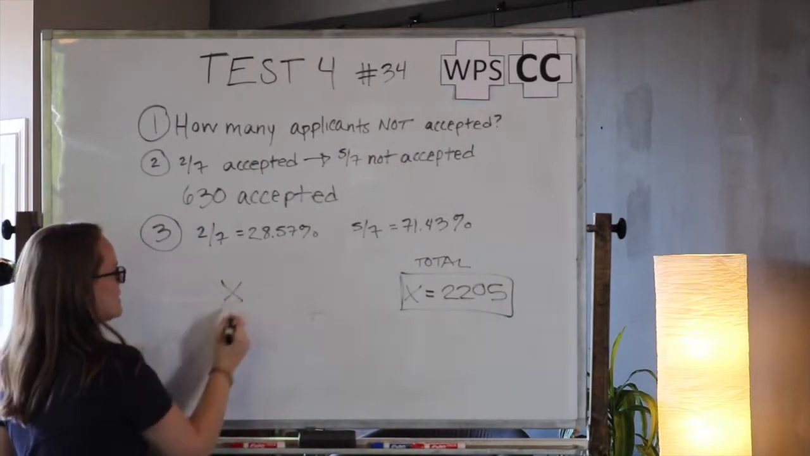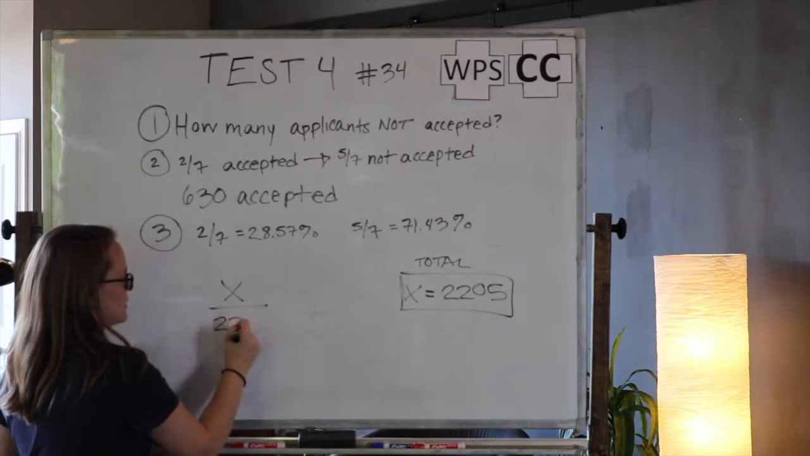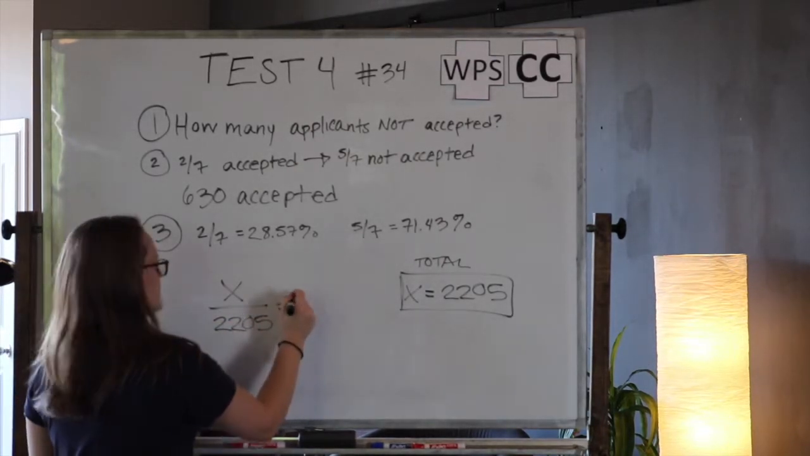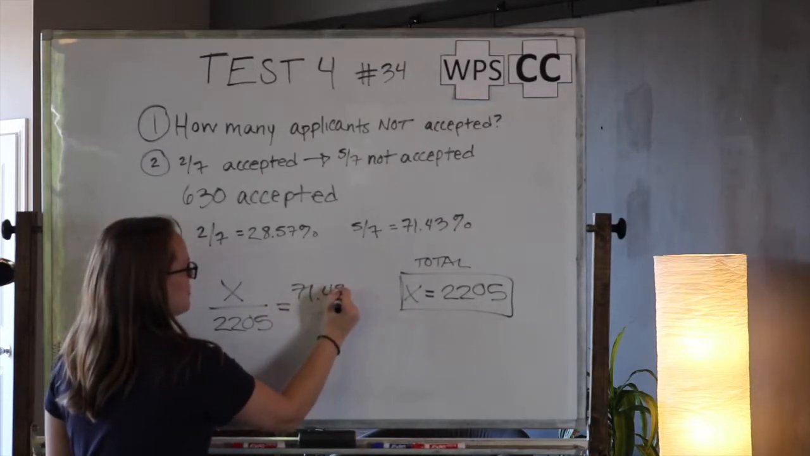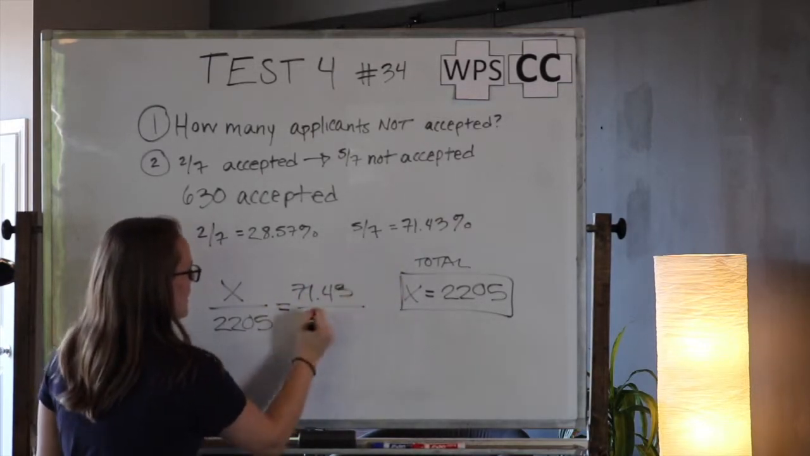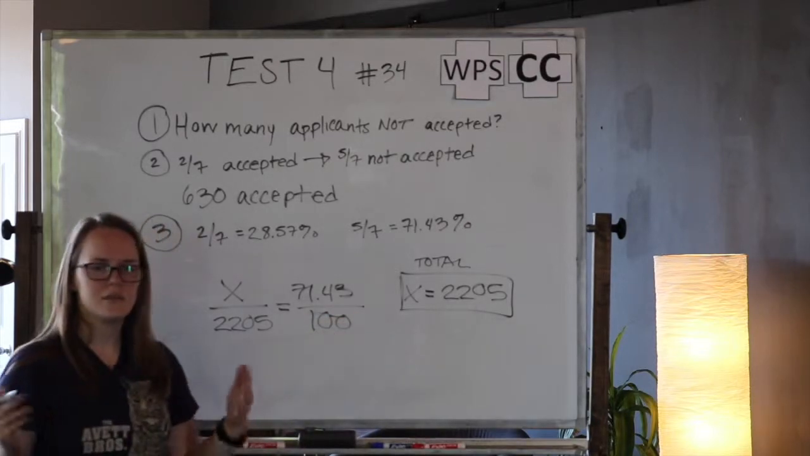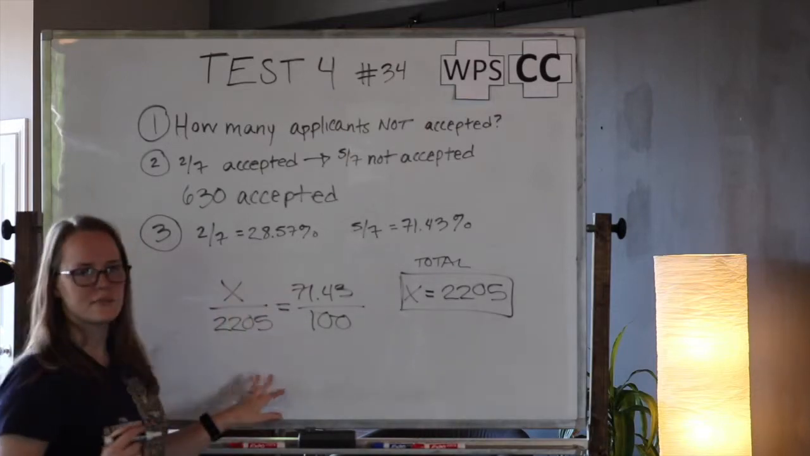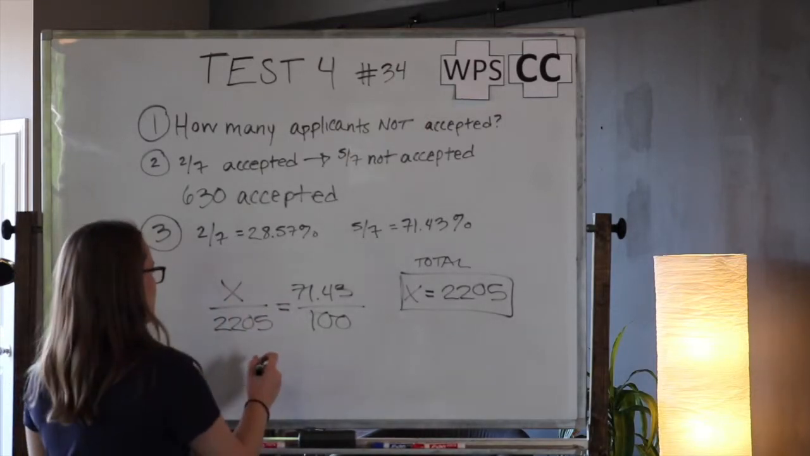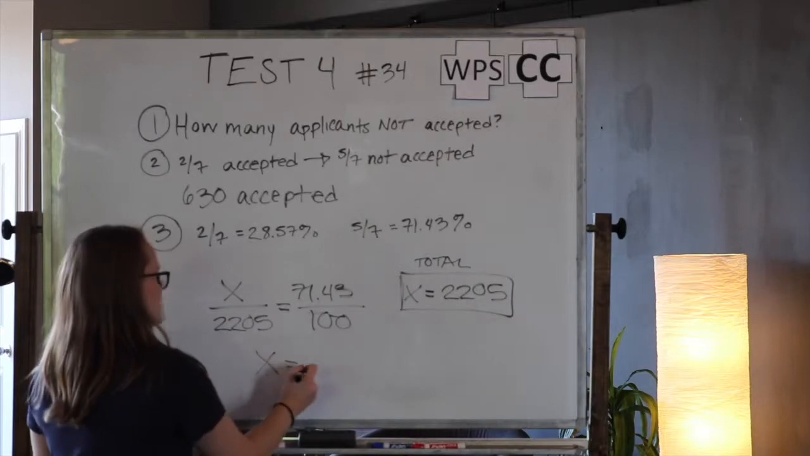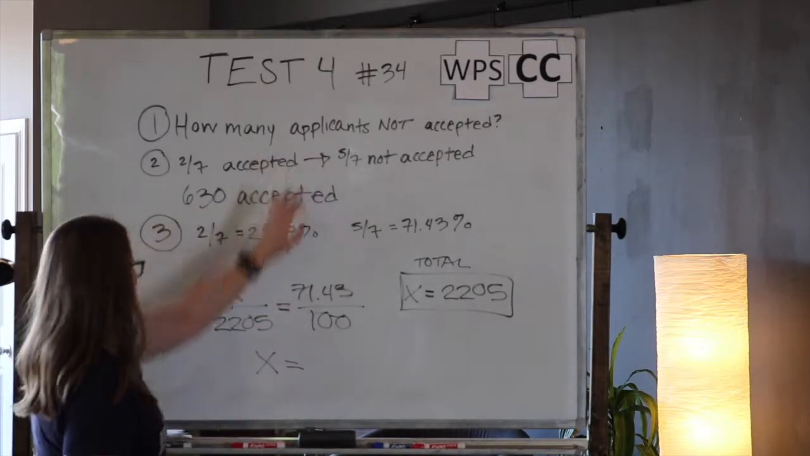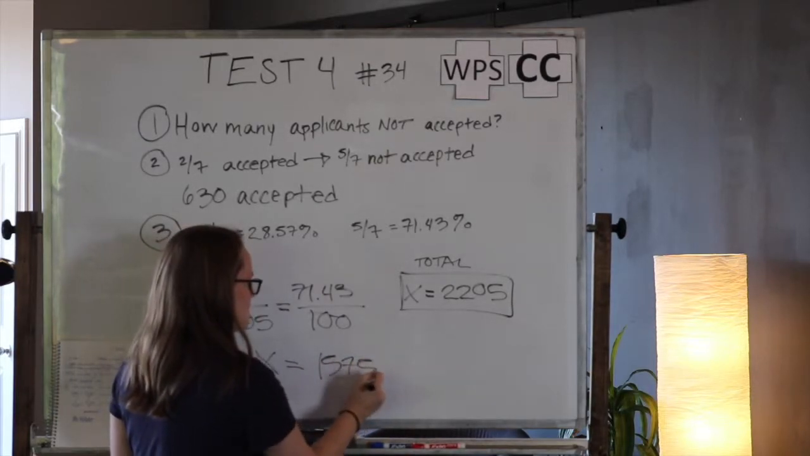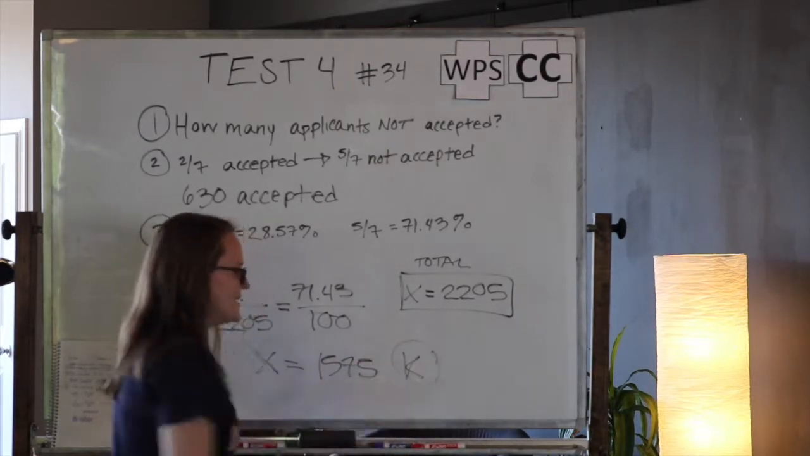That's X, the number who were not accepted, out of 2205, the total number who applied, equals 71.43%. That's our 5/7 number out of 100%. So either way, you can multiply 2205 times 5/7 or set up a cross multiplying equation like this. And either way, what you're going to get for X, the number of students who were not accepted, which is where we're going, is 1,575 students. And that is option K.